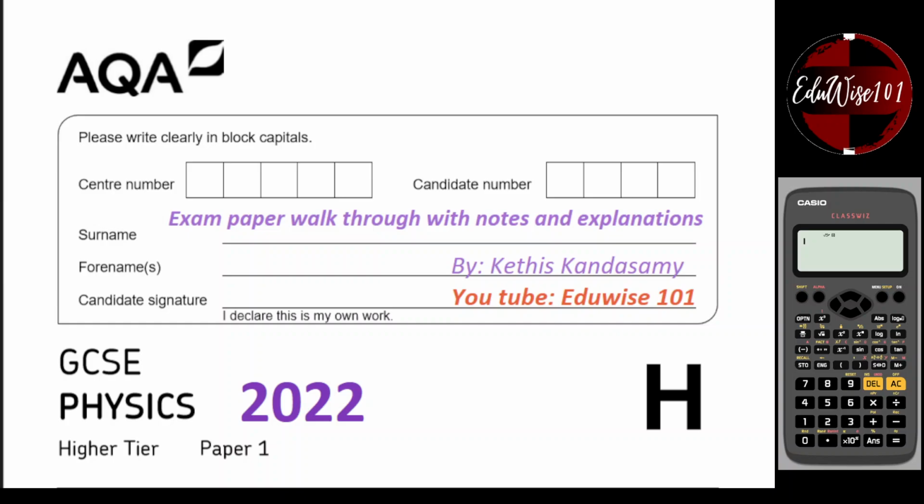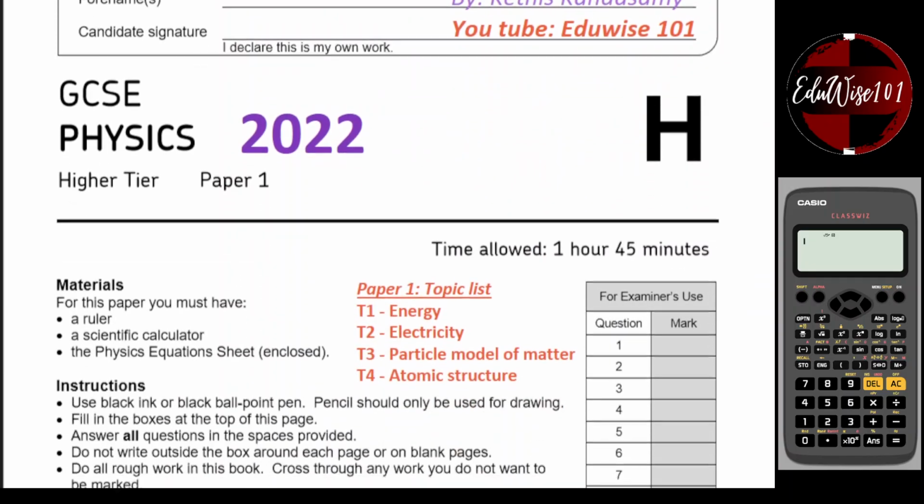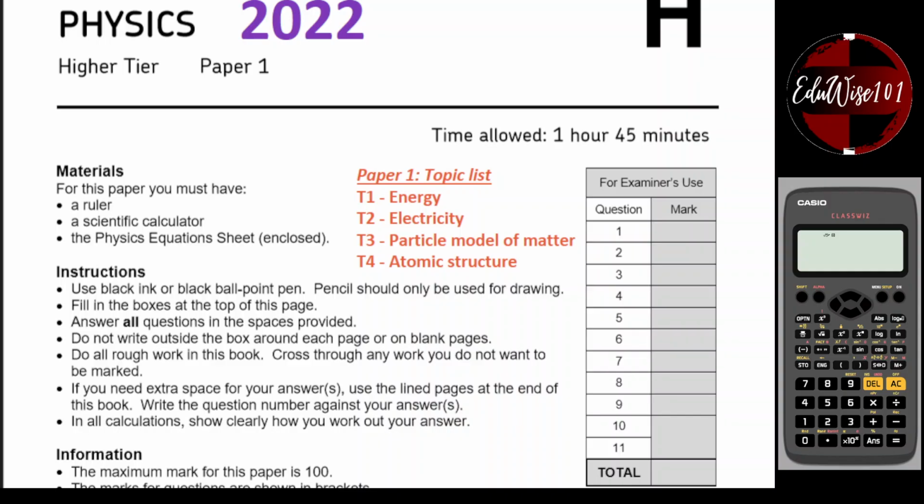In this video, I'm going to go through the AQA 2022 Physics Paper 1 higher tier. This is for the separate science physics students. In this paper, there's a total of 11 questions and this paper is for 1 hour 45 minutes and it's mainly tested on the 4 main topics from paper 1, which is on energy, electricity, particle model of matter, and the atomic structure.